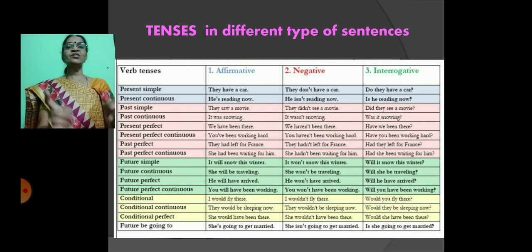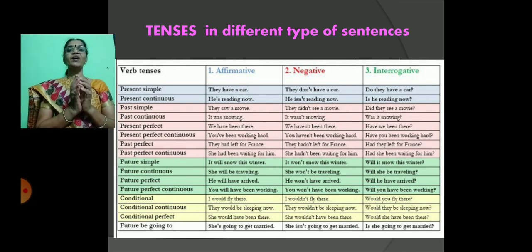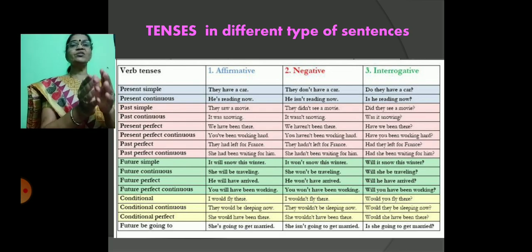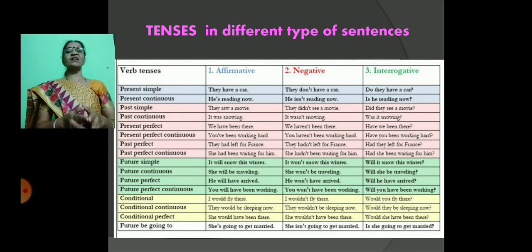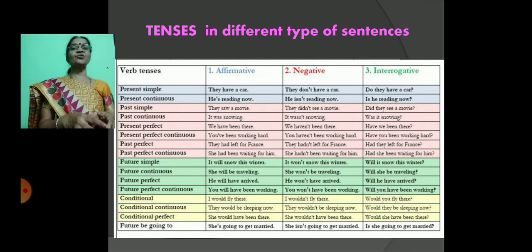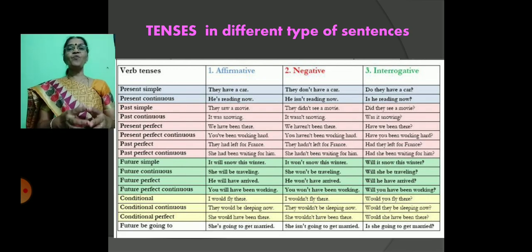So here you have a chart where you have tenses in a nutshell. Here you have the verb, that is tenses, and then you have the 3 types of sentences there: affirmative, negative, interrogative. I hope you have understood these tenses.